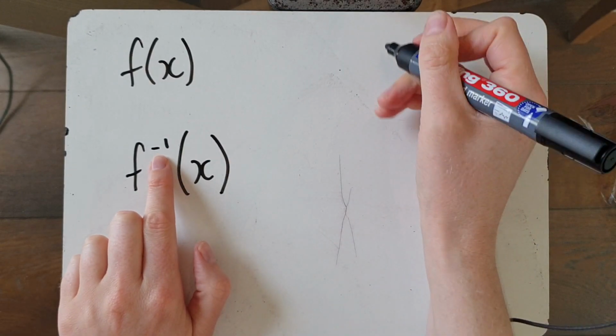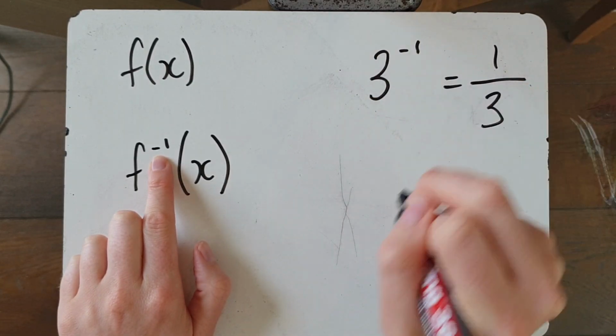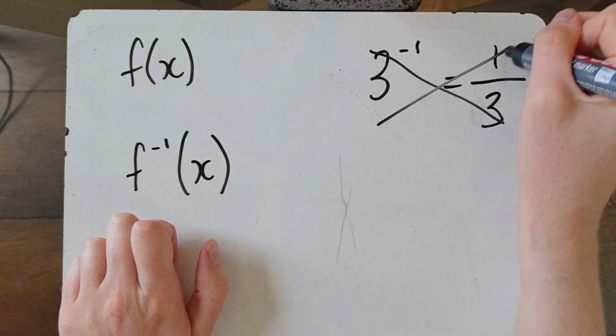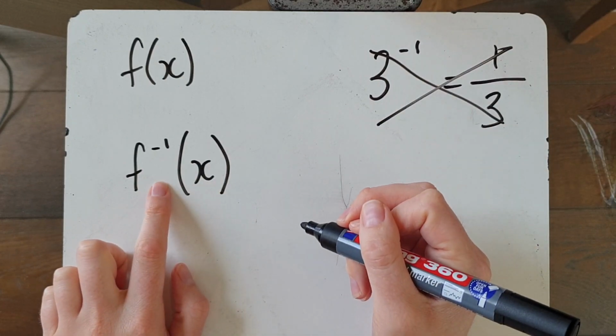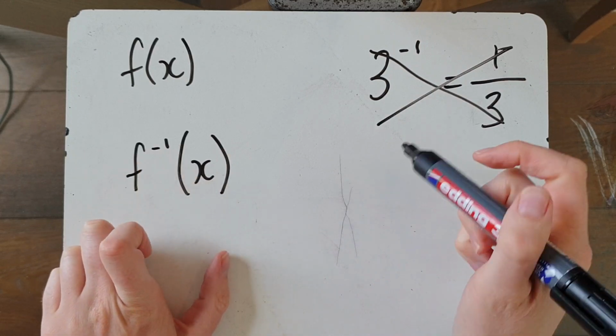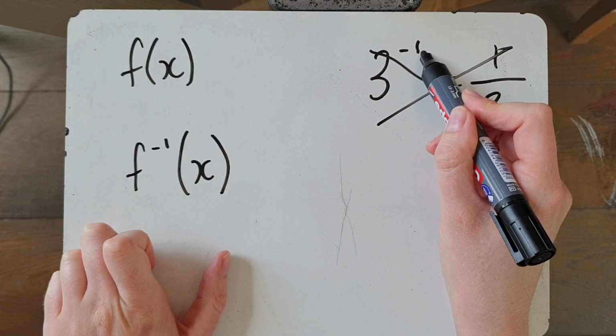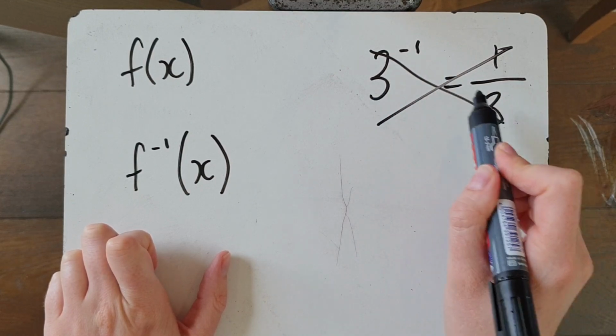In numbers, this to the negative 1 means the reciprocal. That is not what it means in function notation. This power of negative 1 means inverse. In fact, with numbers, the power of negative 1 does actually mean inverse. It means the multiplicative inverse.